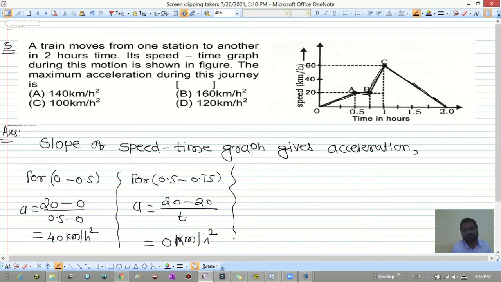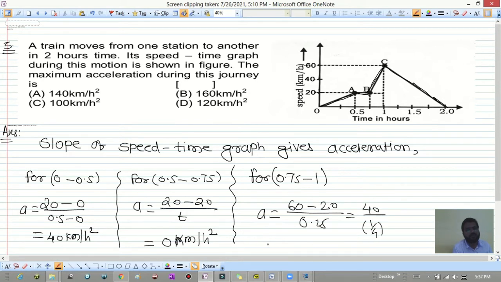Okay. Now for 0.75 to 1 hour, so acceleration is equal to final velocity 60 minus initial velocity 20 divided by the total time, 1 minus 0.75 is 0.25. So you will get 40 divided by 1 by 4, so you will get 160 kilometer per hour squared.